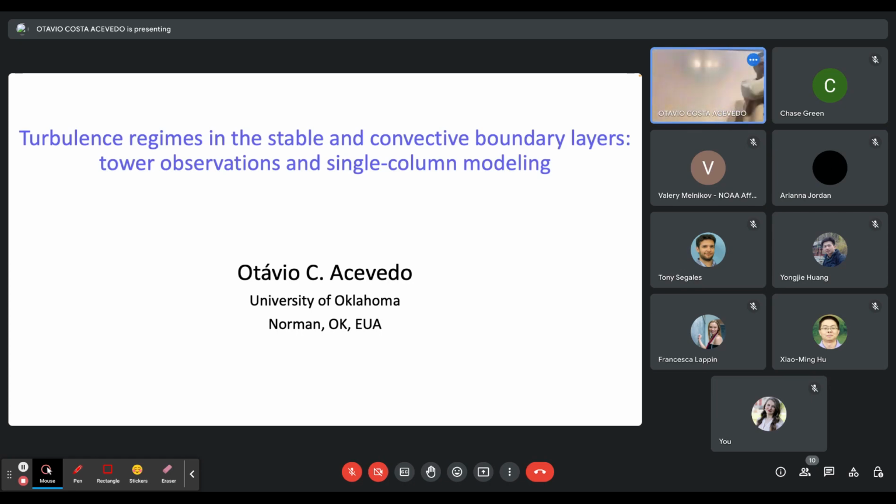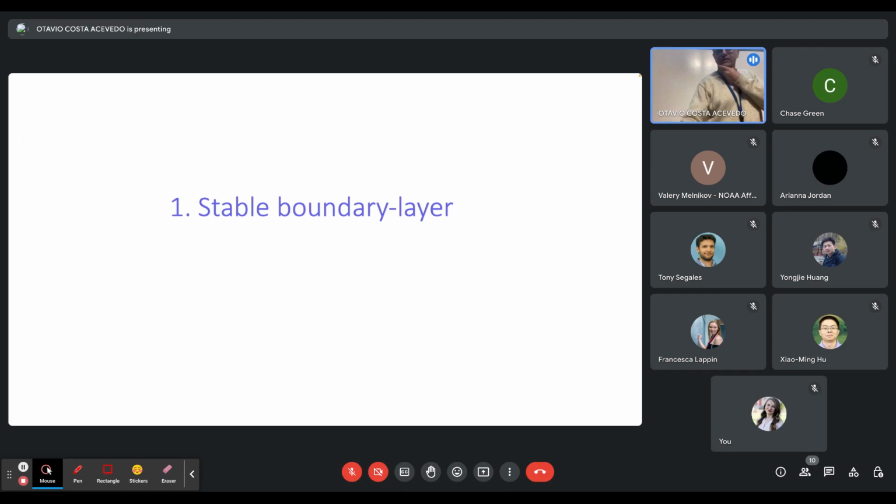The title of the seminar that I gave to Elizabeth might be a little misleading because I'm going to mention that I'm going to talk about turbulence regimes, but I'm not going to talk only on that. Because I'm looking for ideas of future work, and I have a much more solid idea on the stable side, I'll talk more about the stable boundary layer, which is more related to what I've done in my career. But I also mention some ideas that talk to some previous work we've done in the convective boundary layer as well. So I'll start with the stable boundary layer.